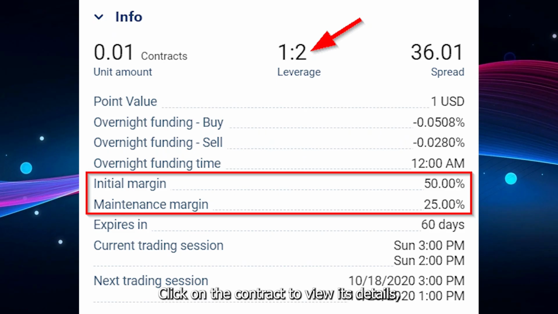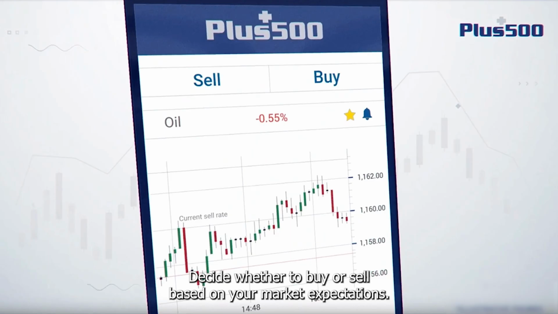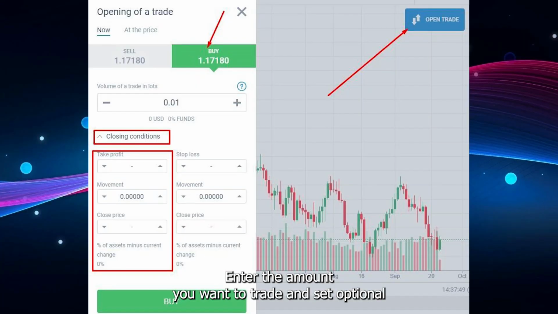Click on the contract to view its details, including leverage, expiry, and margin. Decide whether to buy or sell based on your market expectations. Enter the amount you want to trade and set optional stop loss or take profit levels.